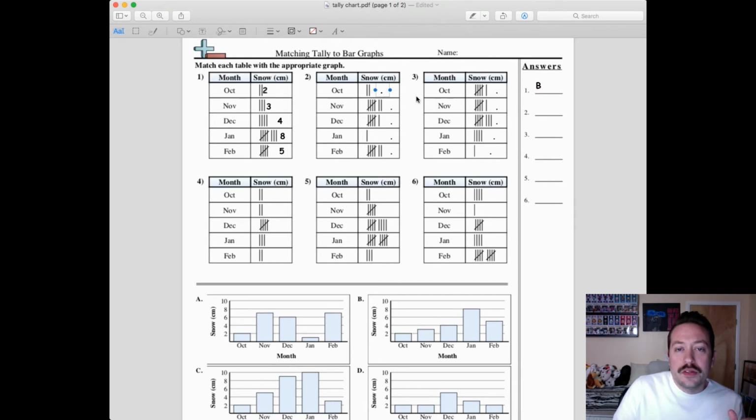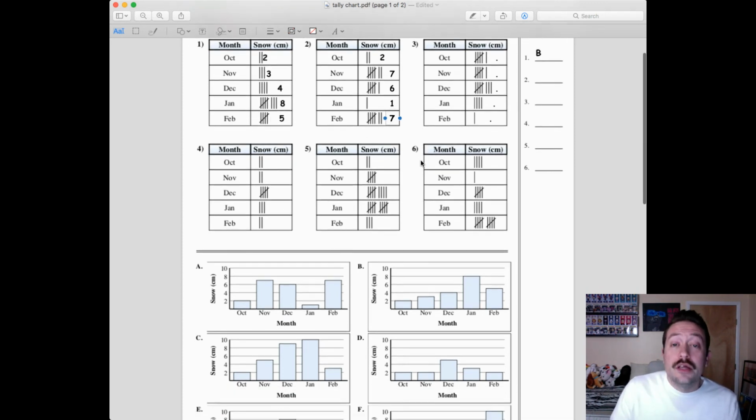So the second one, October had, again, 2 centimeters. Here's my bundle, so that's automatically 5. Count up, 6, 7. So that's a total of 7 for November. December, another bundle of 5 plus 1 is 6. January had 1 centimeter, and February has a bundle of 5 plus 2 more, 6, 7.